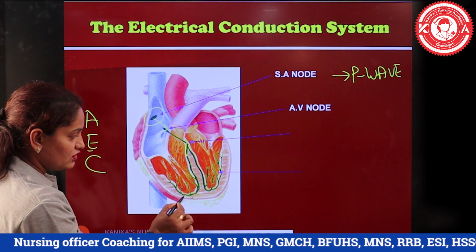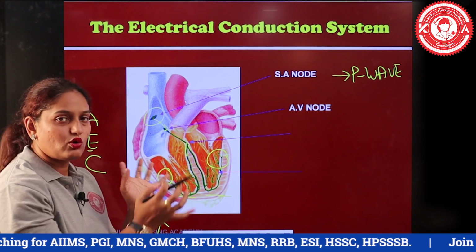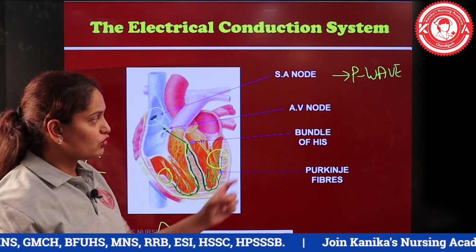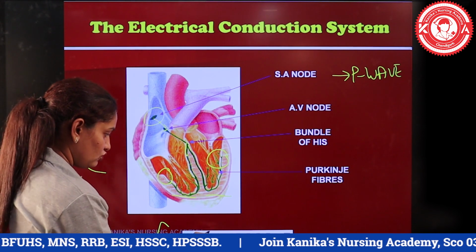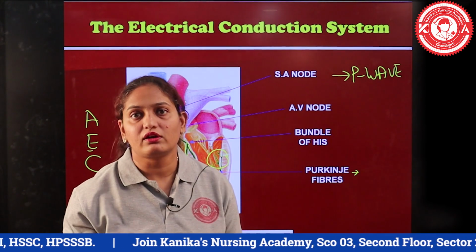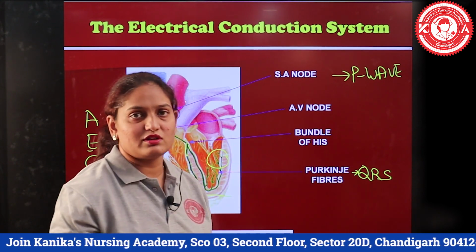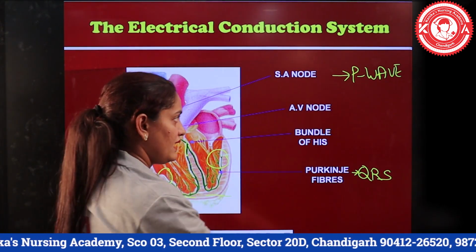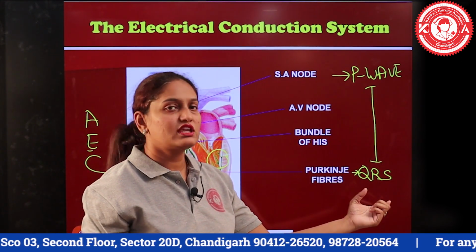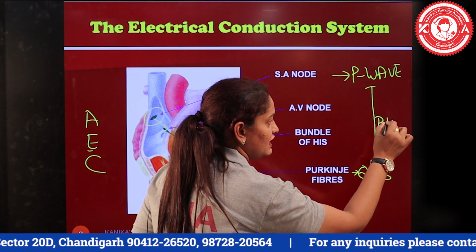The bundle of His first divides into the right bundle branch and the left bundle branch, and the terminal areas are located at the lower part of the heart, the ventricular region. The impulse goes to the bundle of His, then the Purkinje fibers. When it reaches the Purkinje fibers, this is the time when ventricular contraction takes place, and the ventricular contraction on the ECG is manifested by the QRS complex. The time interval between the P wave and the QRS complex is known as the PR interval.